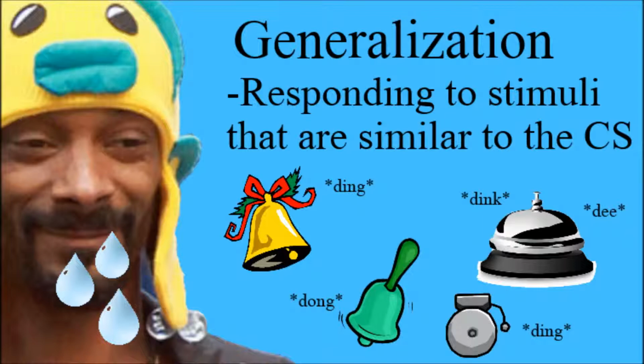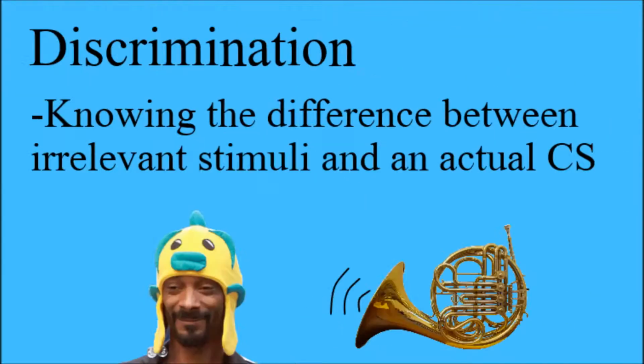Generalization is when similar stimuli elicit the conditioned response. Along with the dog salivating to the sound of different bells, another example would be someone terrified of rats also being afraid of mice and squirrels. Discrimination is the ability to discern between a relevant stimuli and a conditioned stimulus. A dog that's conditioned to salivate to the tone of a bell won't salivate to the sound of a horn.